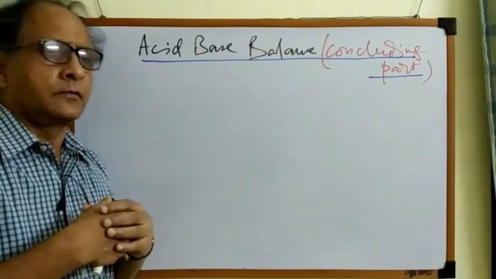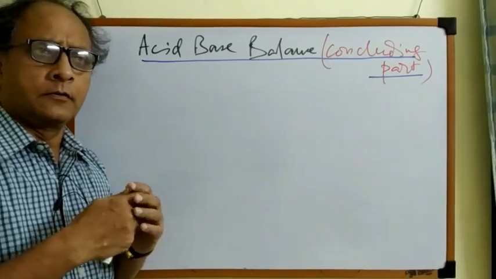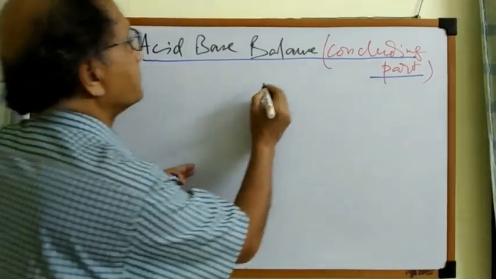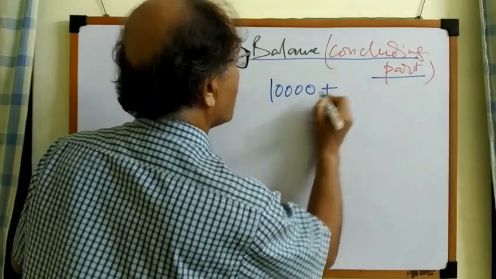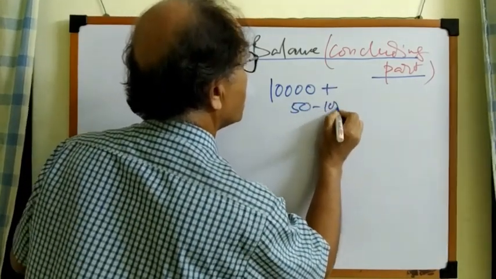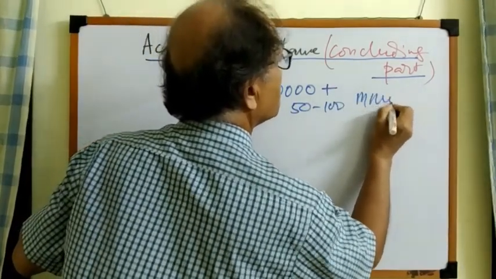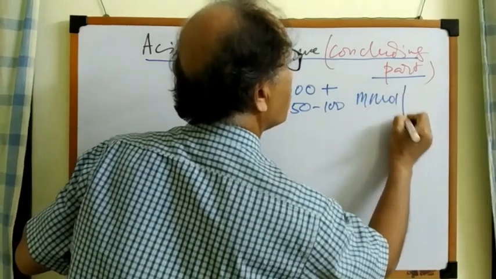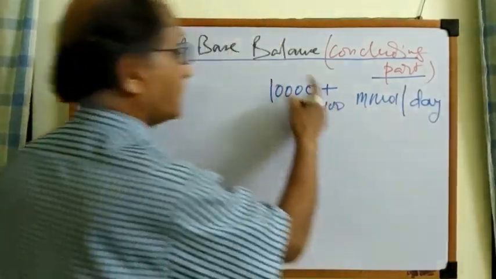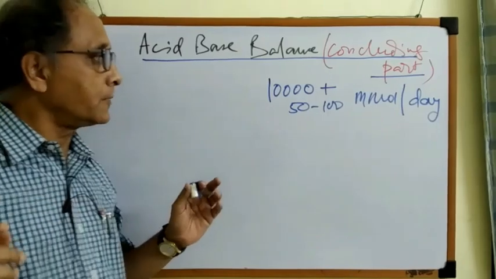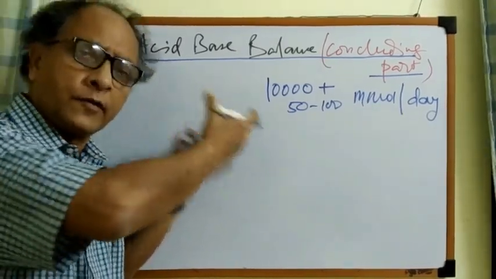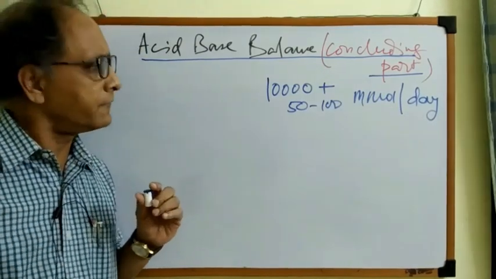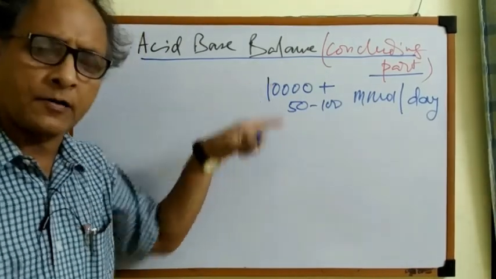Now, for the last two classes, I briefly described the mechanism of acid-base regulation, and I mentioned that there is a major pH threat, 10,000 plus 50 to 100 millimole per day. So that is the pH threat. How it is there, what it is there, how we have described everything. So this is the pH threat per day.